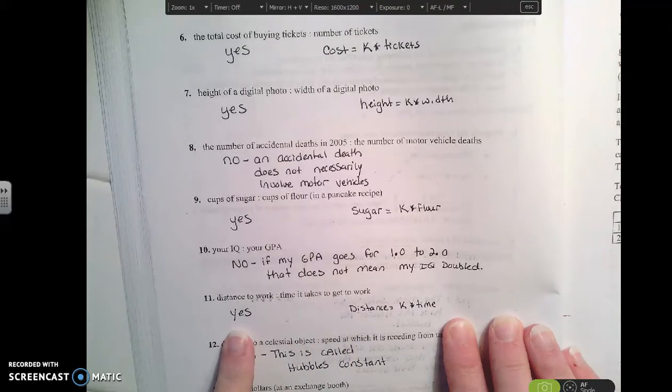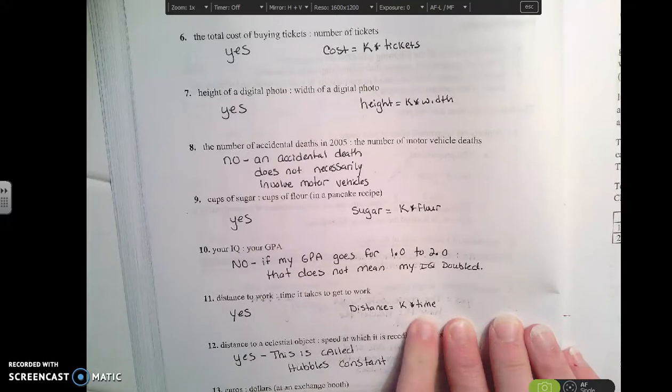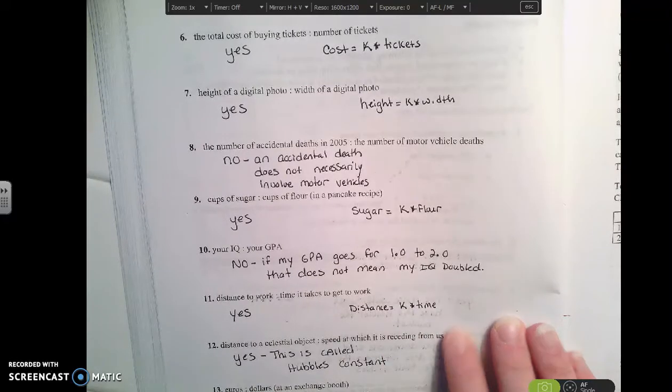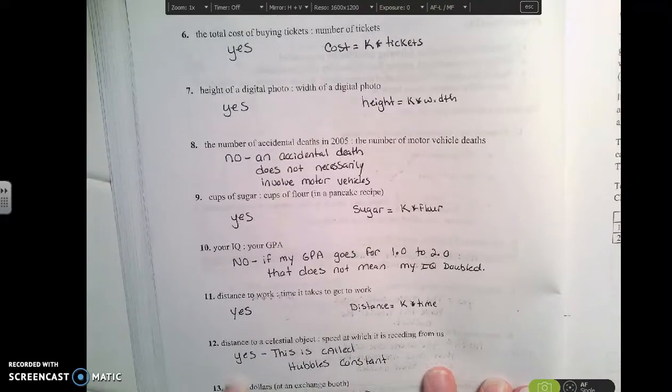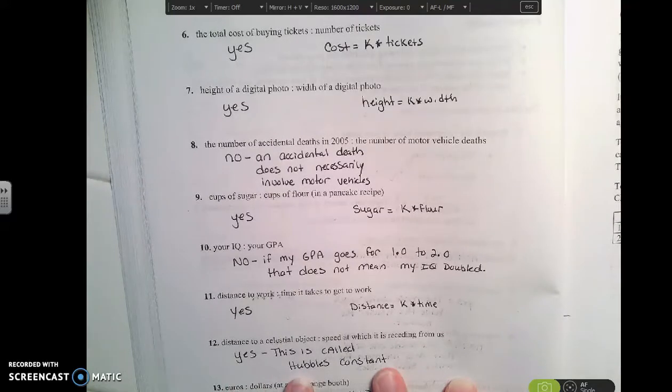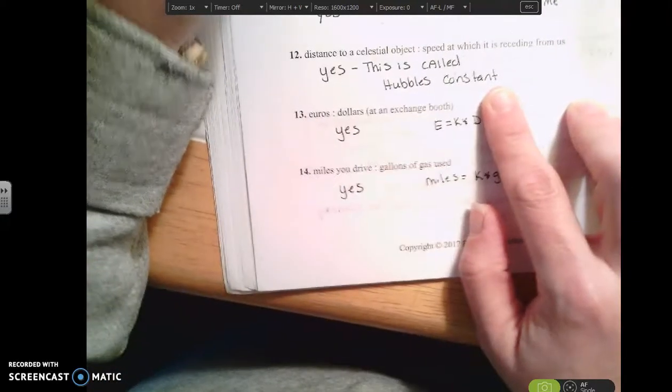Distance to work and the time that it takes to get to work. Assuming that you travel at a constant speed, then you would travel the same distance every time. So yes, this is a proportional thing. Distance equals whatever your rate is times the time. K would be your rate. So number 12, the distance to a celestial object and the speed at which it is receding from us. This is something I'm not very familiar with, but you could look it up if you want to. And this is yes, and it's called Hubble's constant. You can look that up if you want to get more information about that.